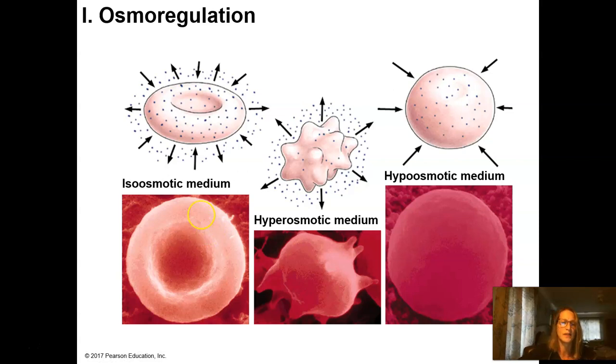Again, that just means that it has the same concentration of solutes within the cell as in the fluid or the plasma that it's floating in. So you do have movement of water into and out of the cell, but it's more or less equivalent. Okay, so you've got isoosmotic medium with the cell, and water can move in and out freely, but there's not a net movement of water into or out of the cell in that case.